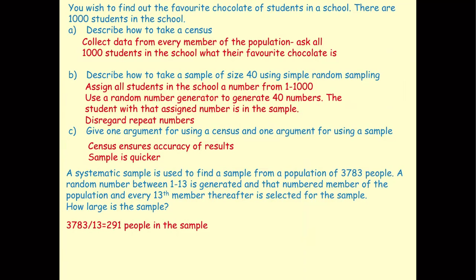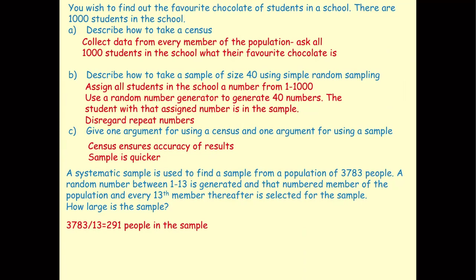Describe how to take a sample size of 40 using simple random sampling. Hopefully you said that we assign all the students in the school a number from 1 to 1,000. We use a random number generator to generate 40 numbers, and the student with that assigned number is in the sample. If we have repeat numbers, we just disregard it. So for example, if number 25 came up twice, we just disregard it the second time and just pick another one.